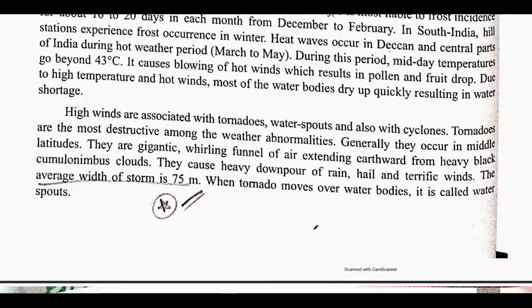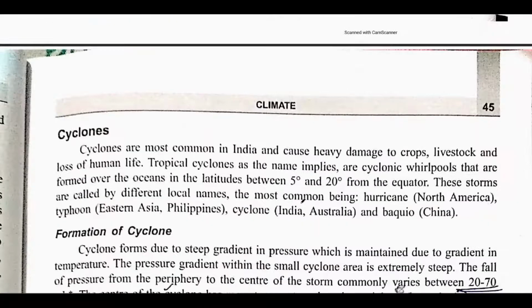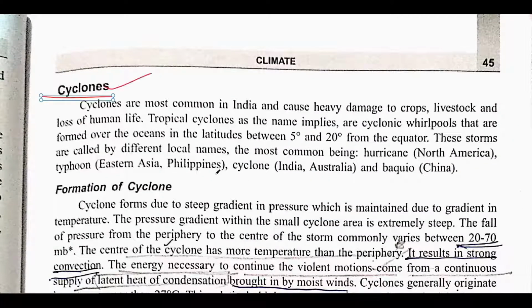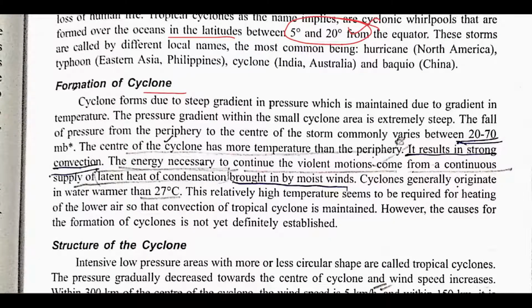Now the important part is from here, that the average width of a storm is 75 mm. This is very important, that the average width of a storm is how much? It is 75 mm. Now cyclones are very important. Cyclones are most common in India and cause heavy damage. The important part is that they are formed in the oceans between latitudes 5 degrees to 20 degrees. This is very important, at what latitude cyclone formation occurs. The formation of cyclone is basically not mentioned over here in a proper manner.